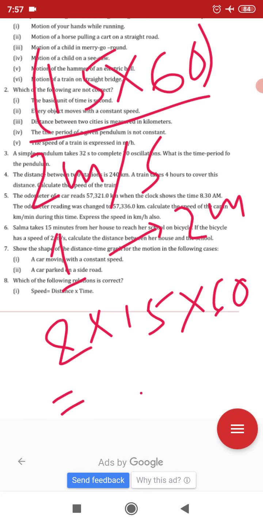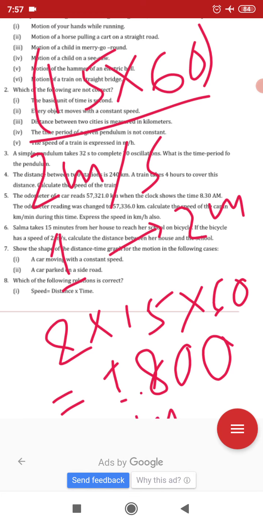equal to 2 15s are 30, 36, 3 6 are 18, 0 0, 30 and 60. Okay, 1800 meter. So the distance will be 1800 meter, or you can write 1.8 kilometer. If you convert 1800 meter into kilometer, then you will get 1.8 kilometer. So 1.8 kilometer, that is the distance from the house of Salma to the school. So the distance between her house to school is 1.8 kilometer.